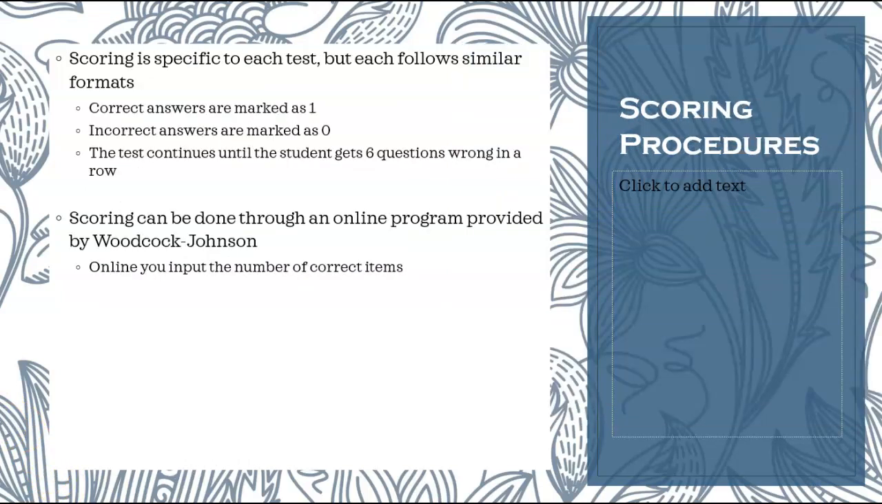Scoring is specific to each test but follows similar format. So a correct answer is marked as a 1, incorrect answers are marked as 0, and the test will continue for each section until the student gets 6 questions wrong in a row, and then you tally up the total number of questions that they got correct, and then you take that number and it's out of whatever the total number of questions was for that test. And there is a normative number of questions for each grade and each age for each specific test. And that gives you a kind of a frame of reference for where they fall.